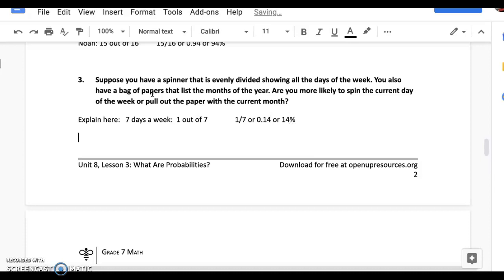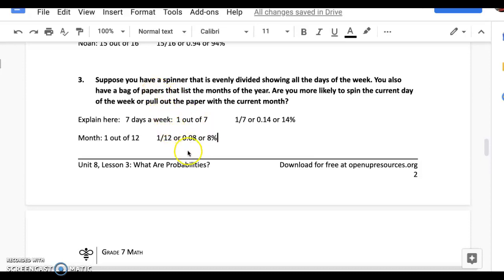For the month option, right now it's March, that's 1 out of 12. The fraction would be 1 fraction bar 12. Divide 1 divided by 12 to find the decimal, and that would be 0.08. And then convert that to the percent by multiplying by 100 and get 8%.